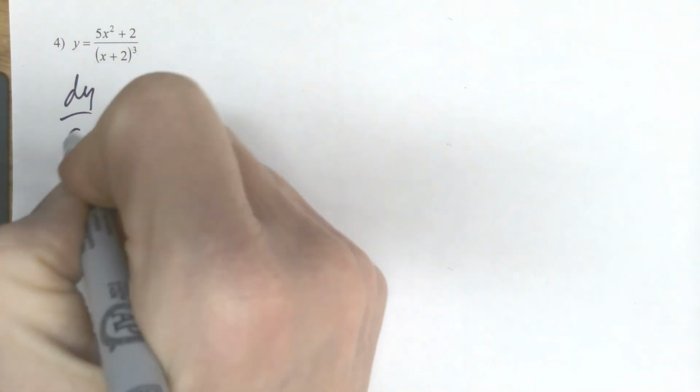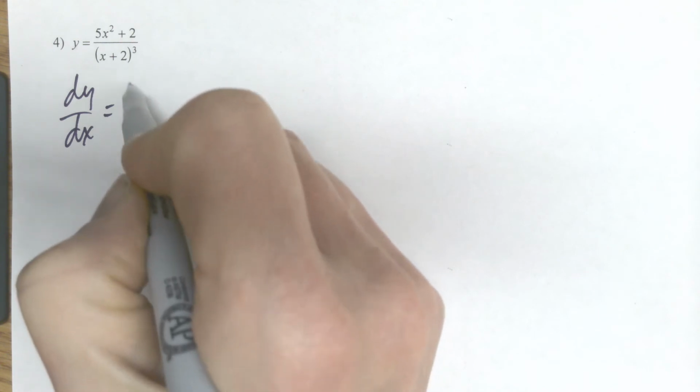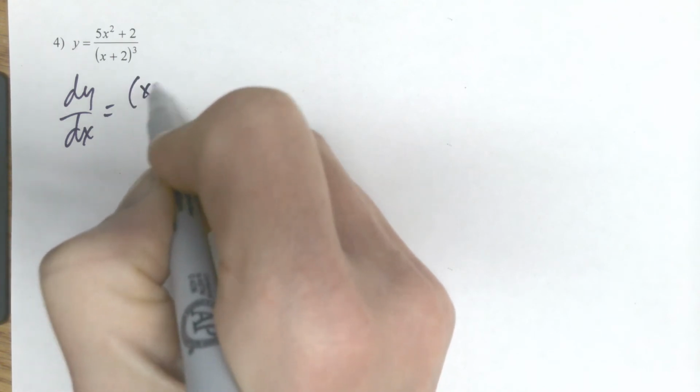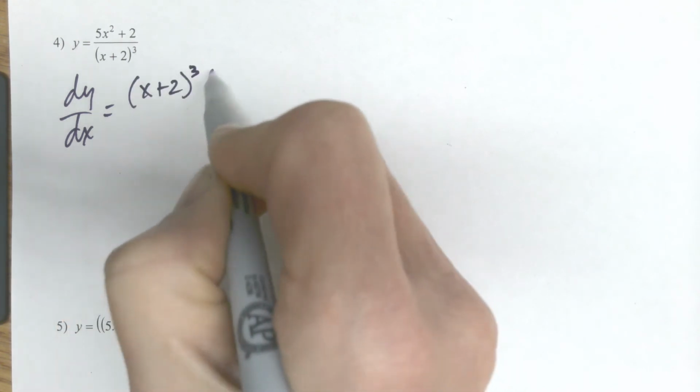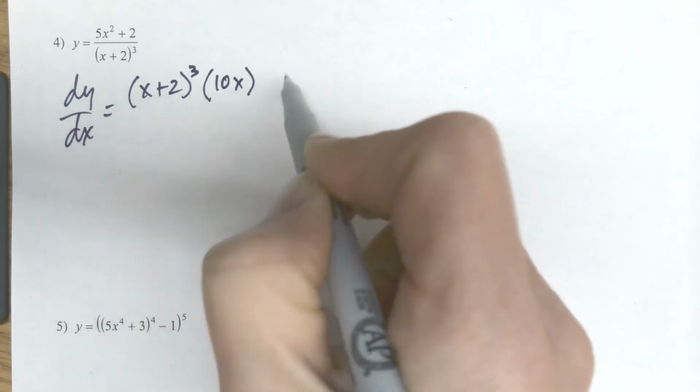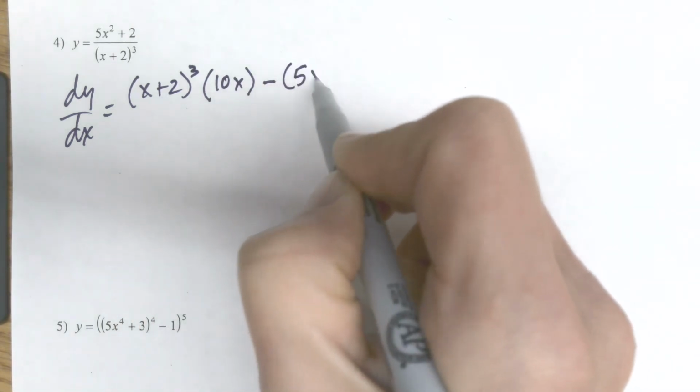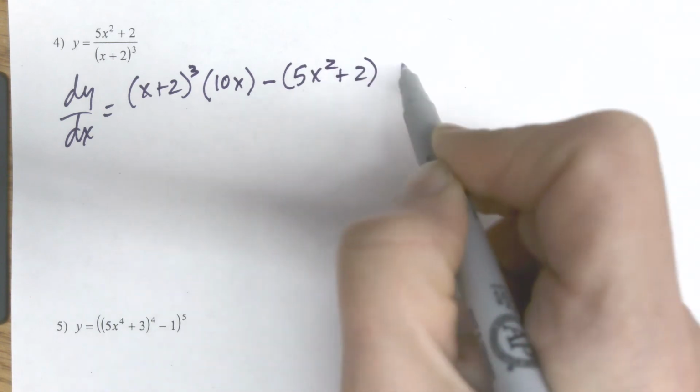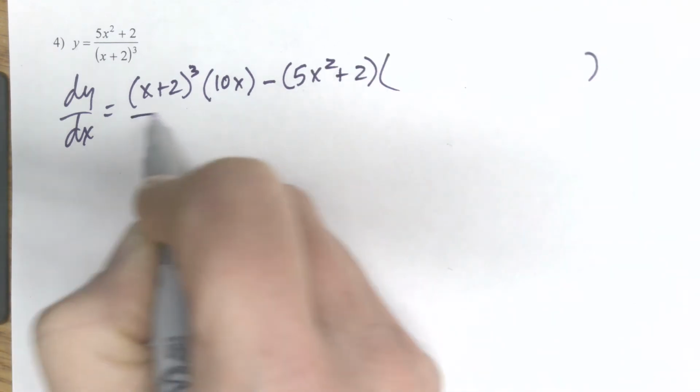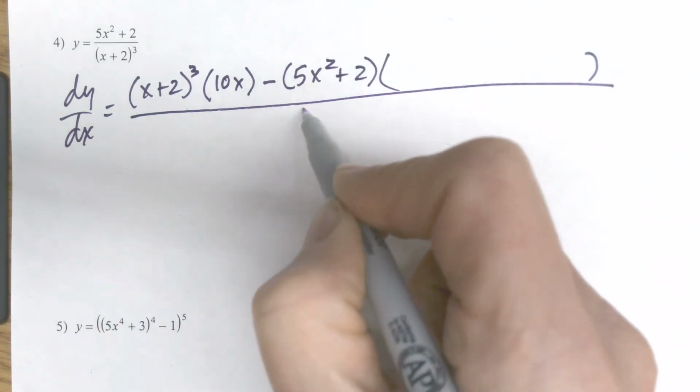Here's another quotient with a chain. dy dx. Quotient is low d high minus high d low, and that's the big one, I'm going to come back to that, over low low.